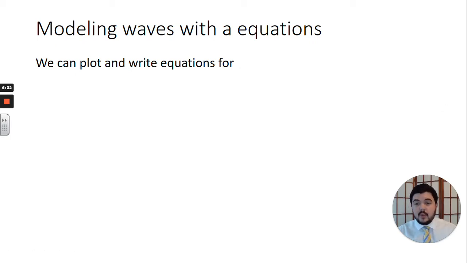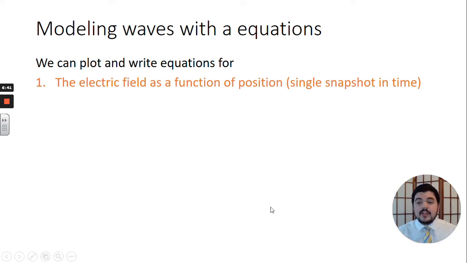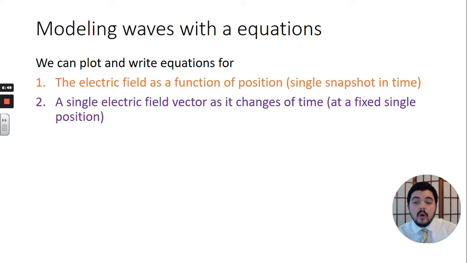Modeling waves with equations. So this is going to be our sines and cosines that will plot out the sine and cosine graph we saw on our first slide. So we can plot and write equations for the electric field as a function of position, so a single snapshot in time, or we can plot a single electric field vector, so not the whole wave, just one vector in that wave, and we can see how it changes over time. So this is a fixed position over time. That's our second one here. The first one is a fixed snapshot in time for all of the positions. We can do one or the other.